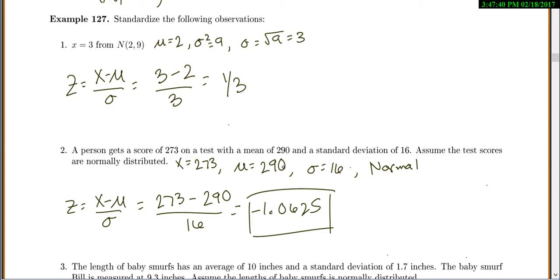That tells you that your x value was less than the average, and 273 is less than the average of 290. Okay, what I want you to do now is pause your video, take a couple minutes, and try the next two on your own, and then turn the video back on to see if you get the same answer.